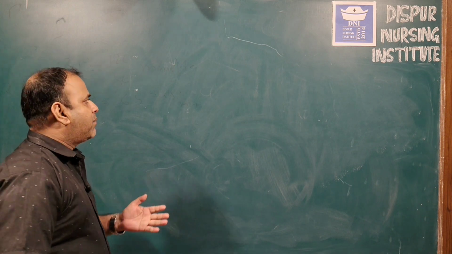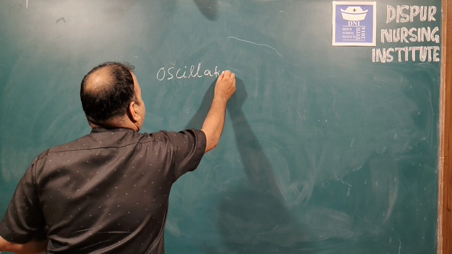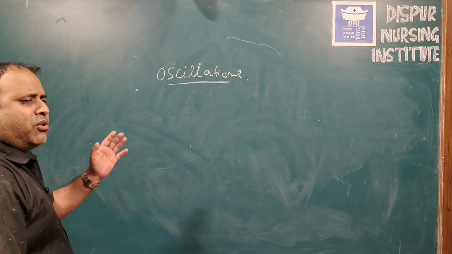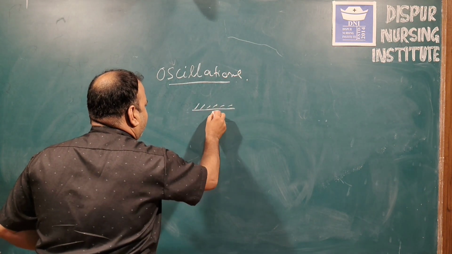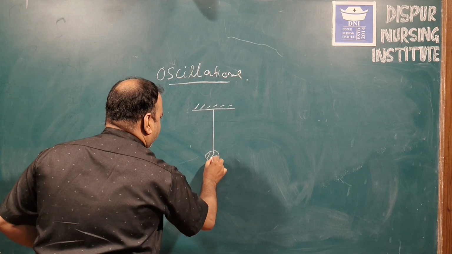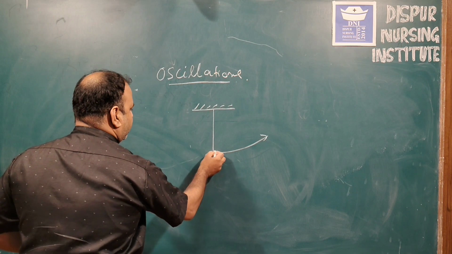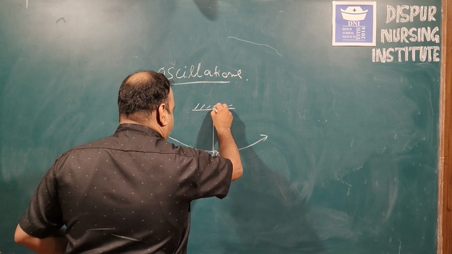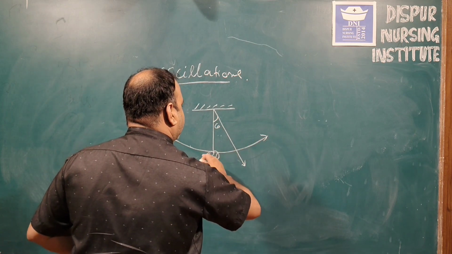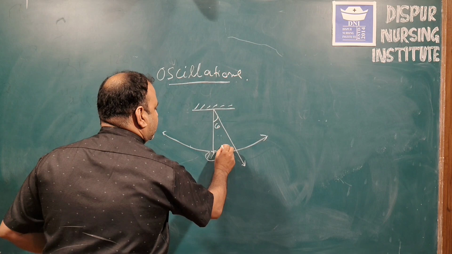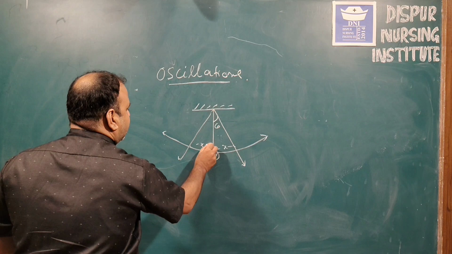First, when we are talking about oscillations, suppose you consider this is a bob and this is a rigid support. Due to the force, the bob vibrates to and fro, going in the forward direction as well as the backward direction. There is an angle, and this is the displacement from the main position, considered x displacement, and on the left side you can see minus x displacement.